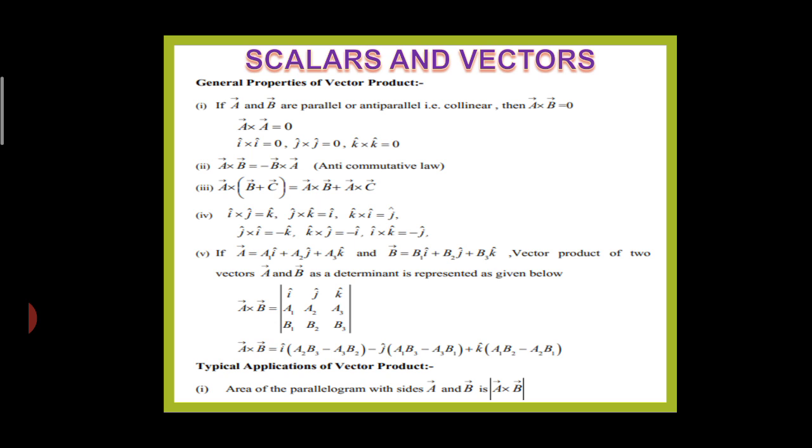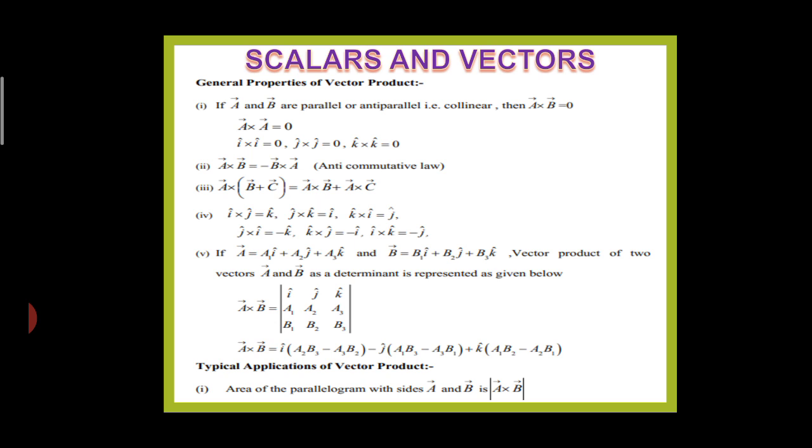Next, if A bar equals A1 into I plus A2 into J plus A3 into K and B equals B1 into I plus B2 into J plus B3 into K, then the vector product of two vectors A and B as a determinant is represented as given below. A cross B equals the determinant with rows I, J, K, A1, A2, A3 and B1, B2, B3. And this is the solution.